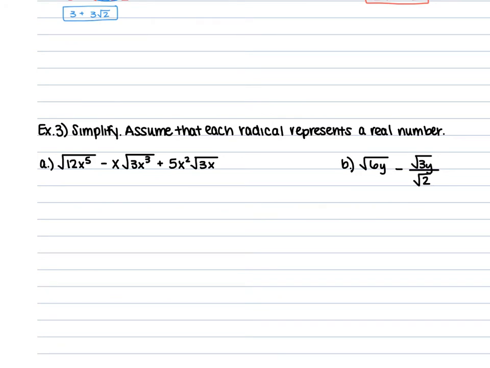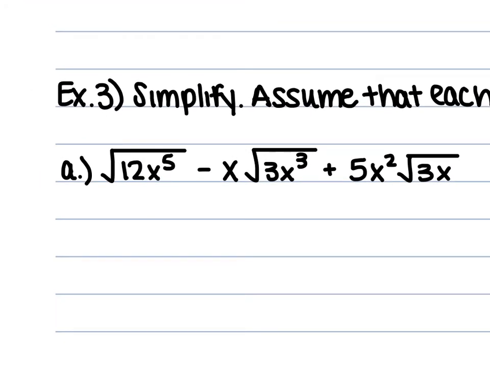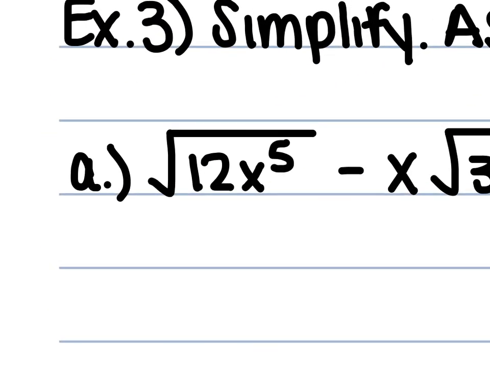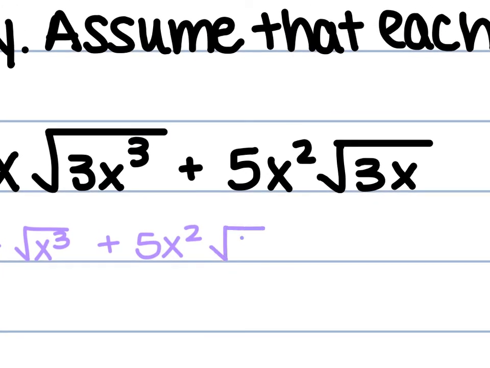For example 3, we're simplifying and assuming that each radical expression represents a real number. So if we look at example A, we have the square root of 12x to the 5th power minus x times the square root of 3x cubed plus 5x squared times the square root of 3x. So we are going to simplify these as we go. So we're going to rewrite it as the square root of 12 times the square root of x to the 5th minus x times the square root of 3 times the square root of x cubed plus 5x squared times the square root of 3 times the square root of x.